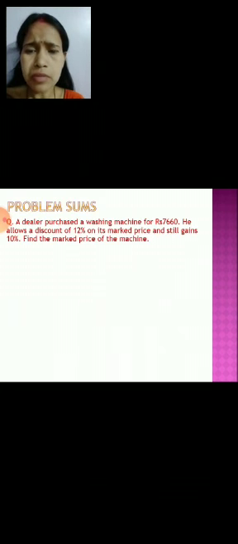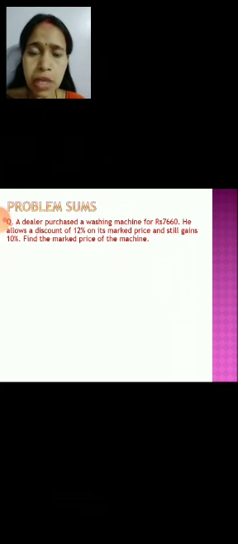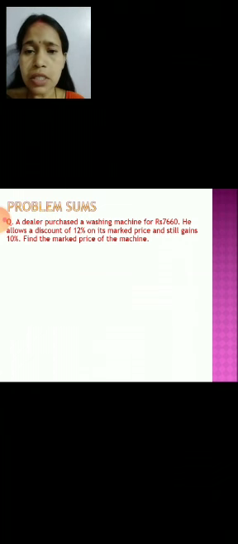Hence the selling price of the fan is rupees 1175. One more sum I have taken related to discount. A dealer purchased a washing machine for rupees 7660. He allows a discount of 12% on its marked price and still gains 10%. Find the marked price of the machine.